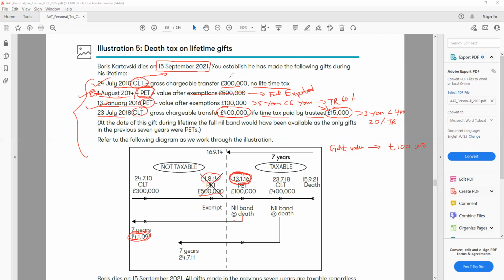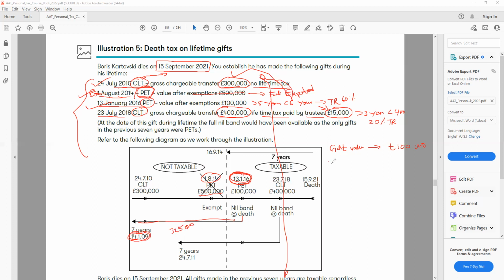So only this one, 300,000, because it's a CLT, it's not a PET. If it is a PET, you also need to ignore that, but it is a CLT. So this one was made between this period, from 13th of January 2016, before 7 years is 14th of January 2009. So in the last 7 years, there is only one gift, that is the CLT, that is our 300,000. Is there any other gift we made from there? No, that's the only thing we can see between this period. So our nil rate band for the 7 years period is 325,000.